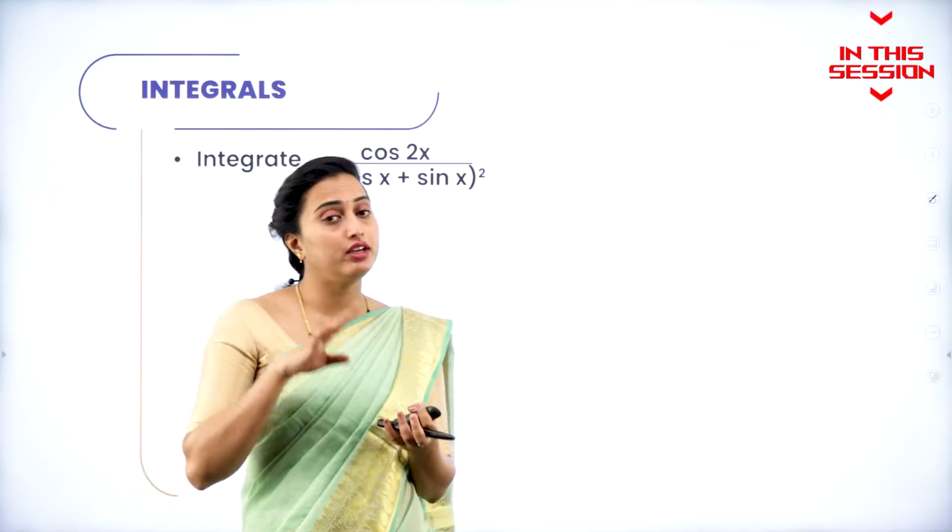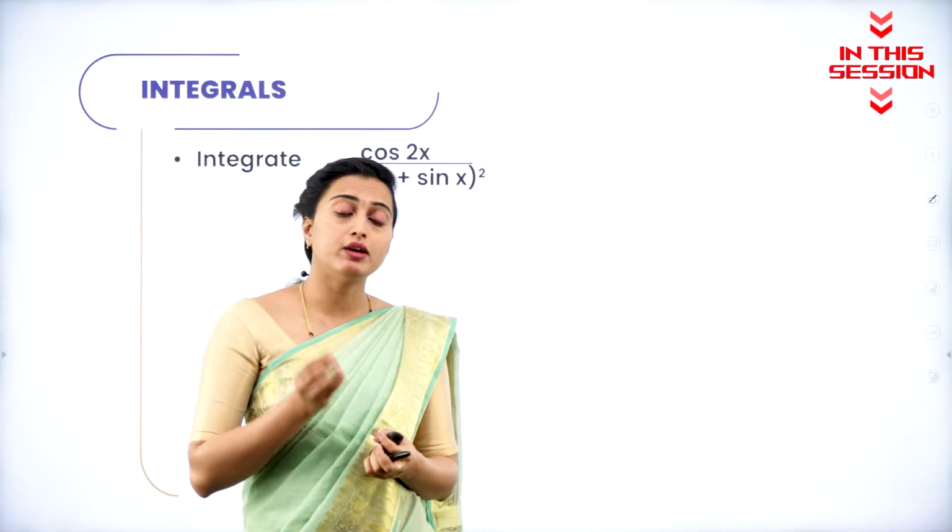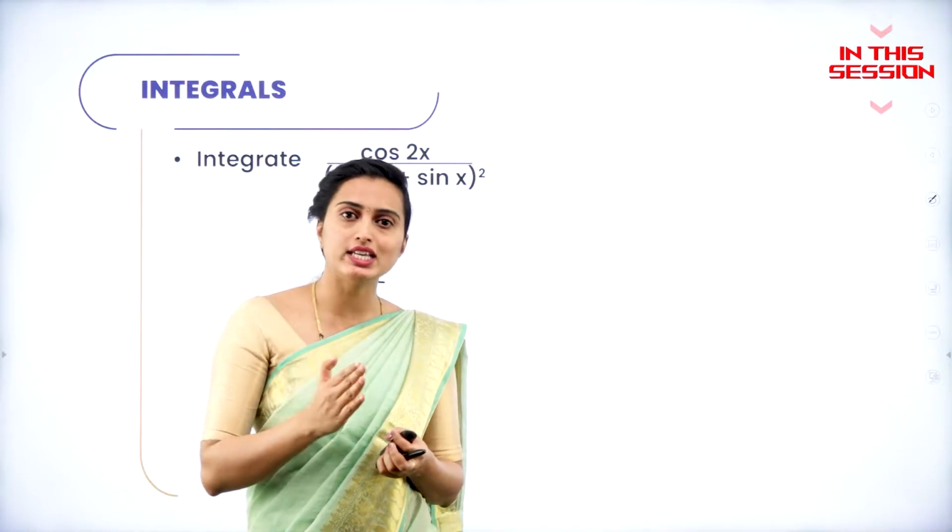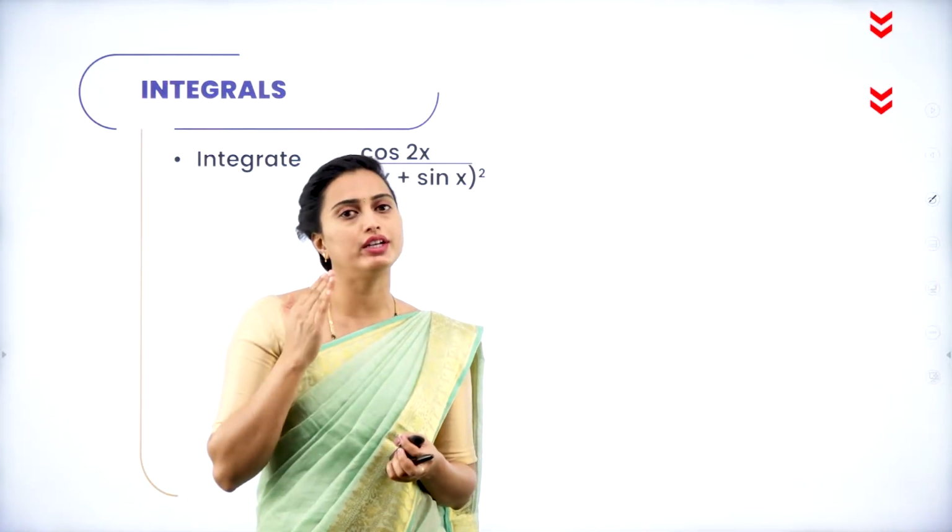Cos 2x can be written in terms of 4 types. One in terms of cos and sine, one in terms of only sine, one in terms of only cos, one in terms of only tan.